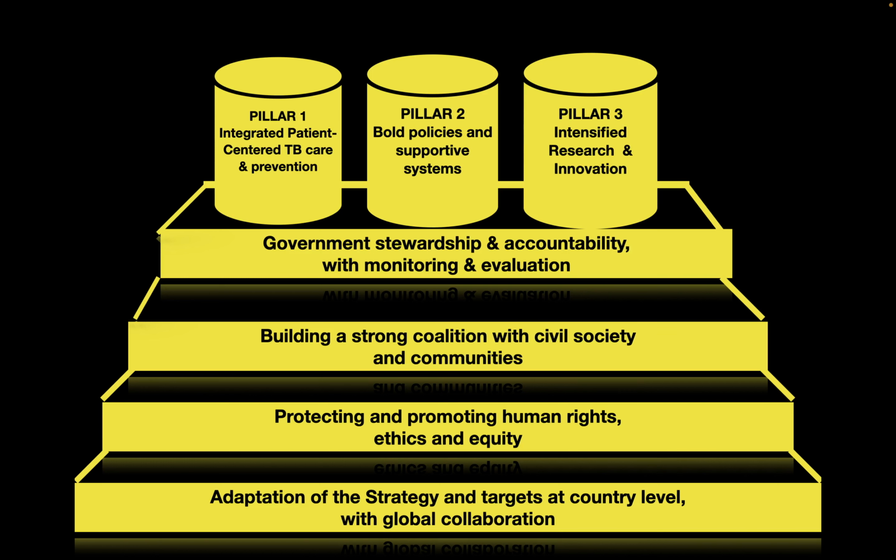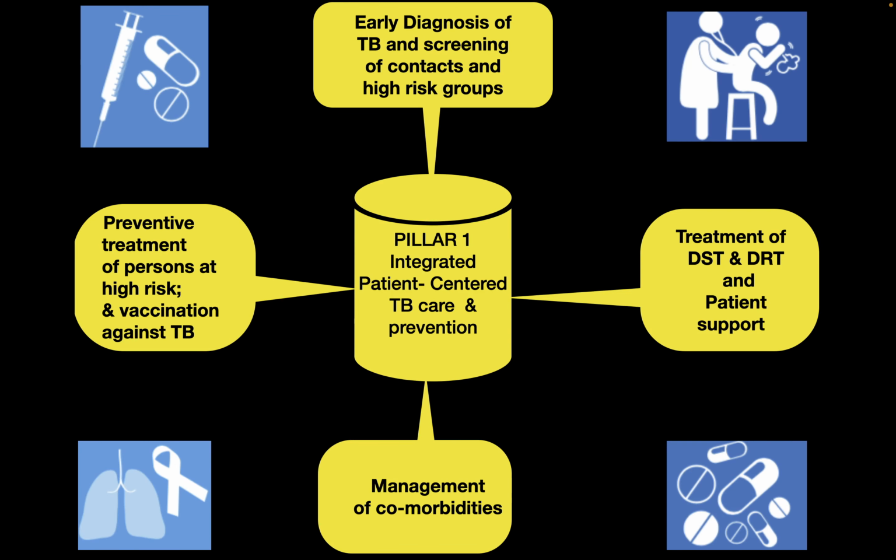And the three pillars are: can we have an integrated, patient-centered TB care and prevention? The second pillar, can we have good, bold policies and a supportive system? And can we strengthen the ongoing research and innovation in TB? Okay, so let's take the pillars one by one. Pillar one talks about patient-centered TB care and prevention. It should be integrated. What does this integrated mean?